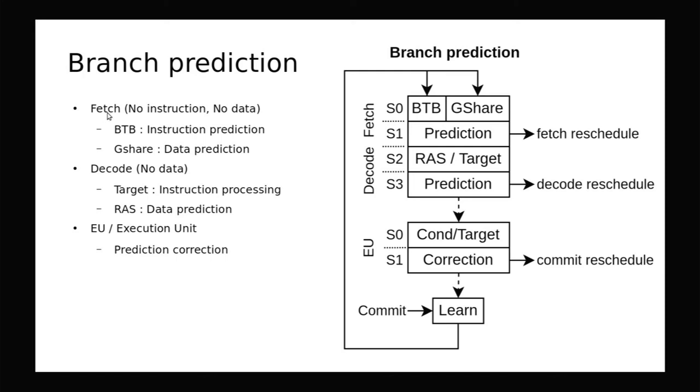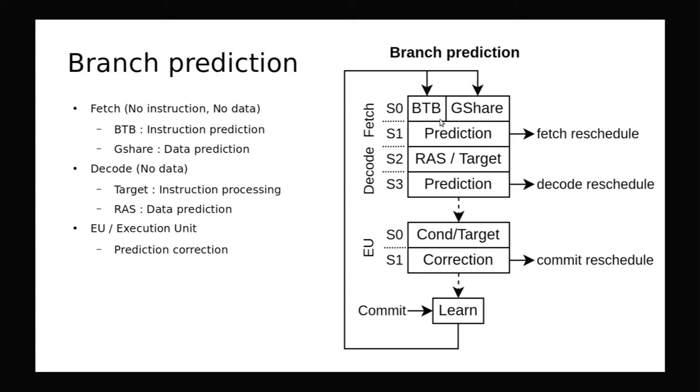And so the thing here is that we don't have a lot of information to predict where the CPU should go next. We don't know the instruction we're executing yet because we are currently accessing the instruction cache in parallel. And we don't know the data. For instance, if you have a branch if equals, we don't know the values that we have to compare to know if we have to branch or not. So we have to make predictions for those two things.